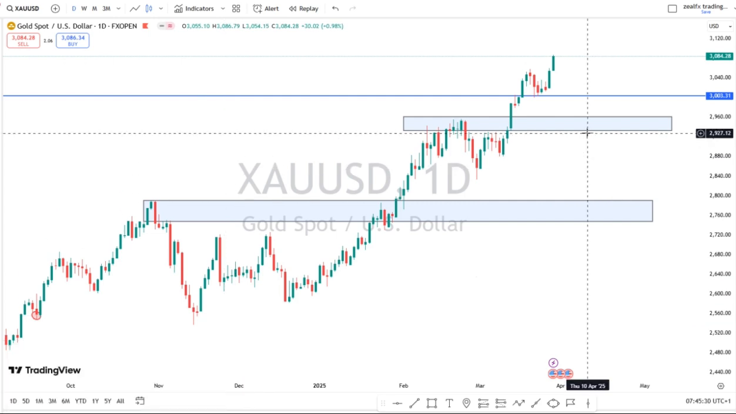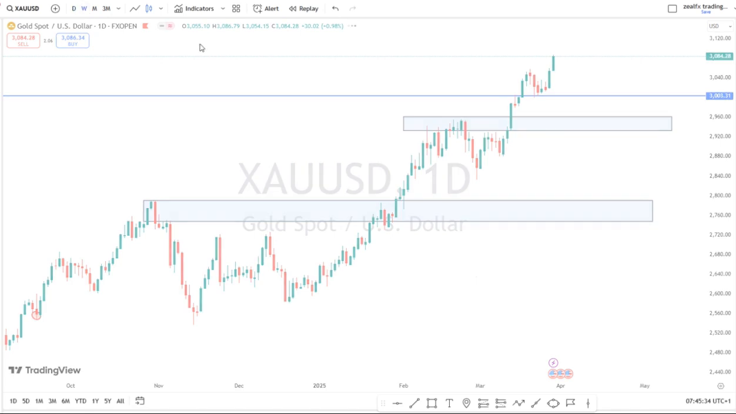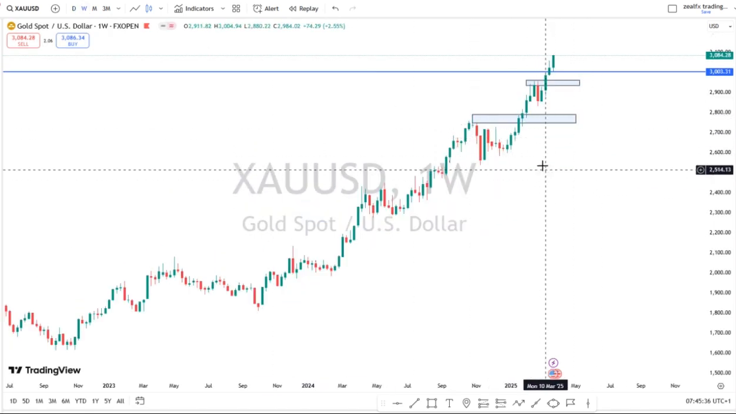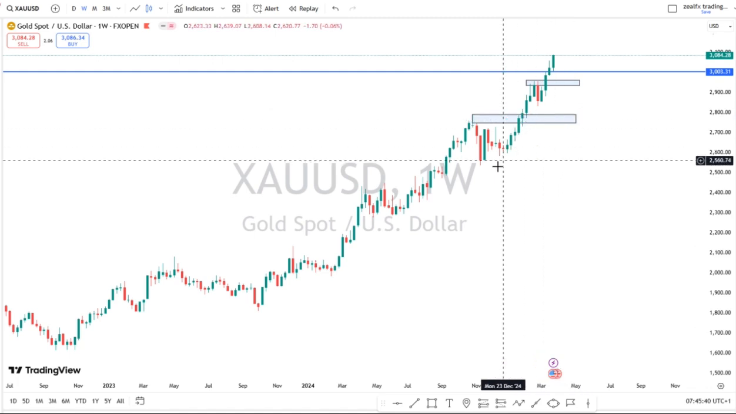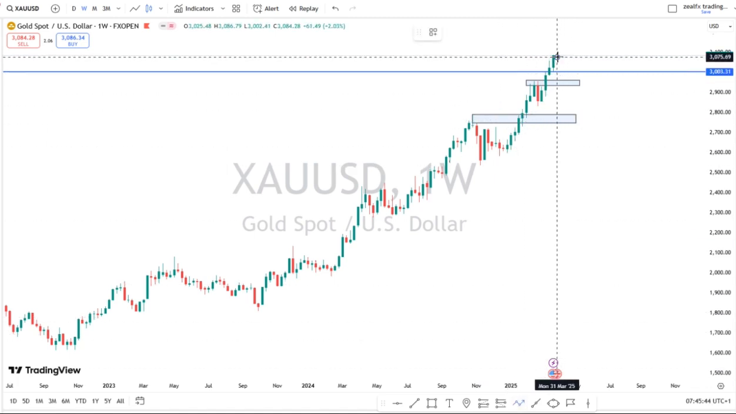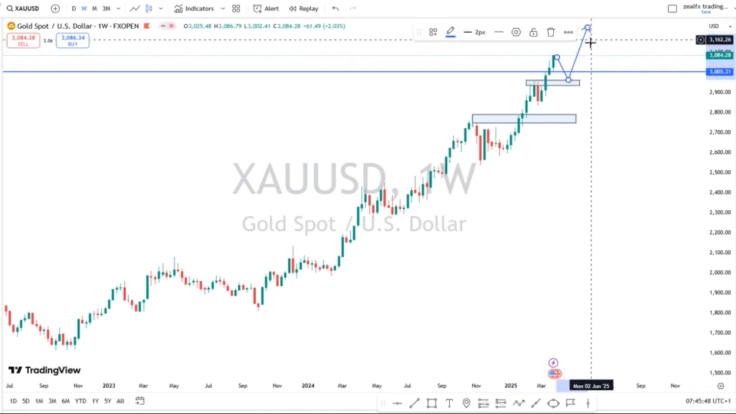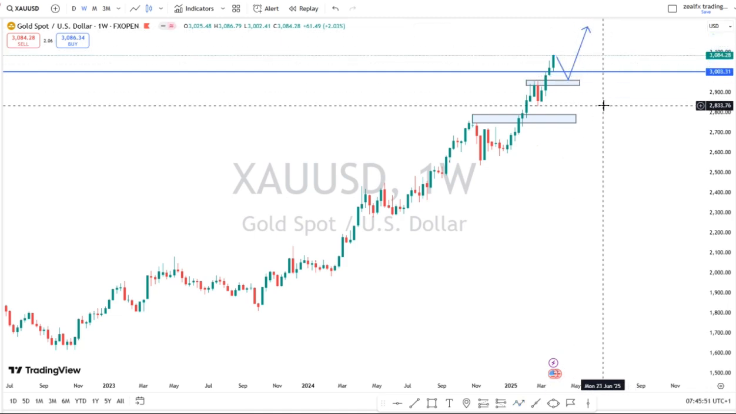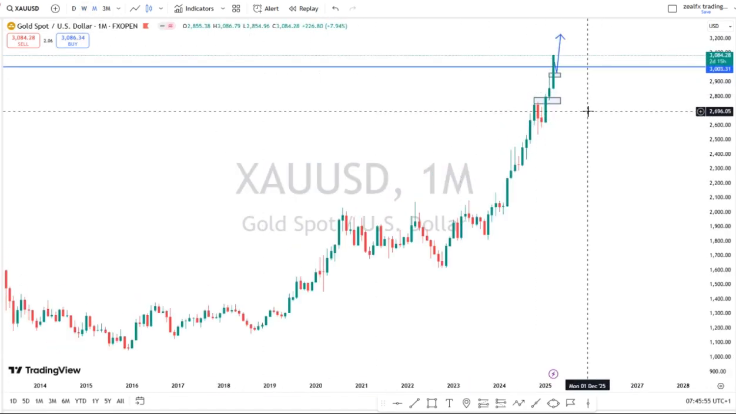So let's look at the weekly chart of the gold USD. On my weekly chart, we still have the uptrend structure. We are still expecting price to come to this next support level on the weekly chart to look out for buying opportunity on the gold USD. Then let's look at the monthly chart of the gold USD. So monthly still remains in an uptrend.